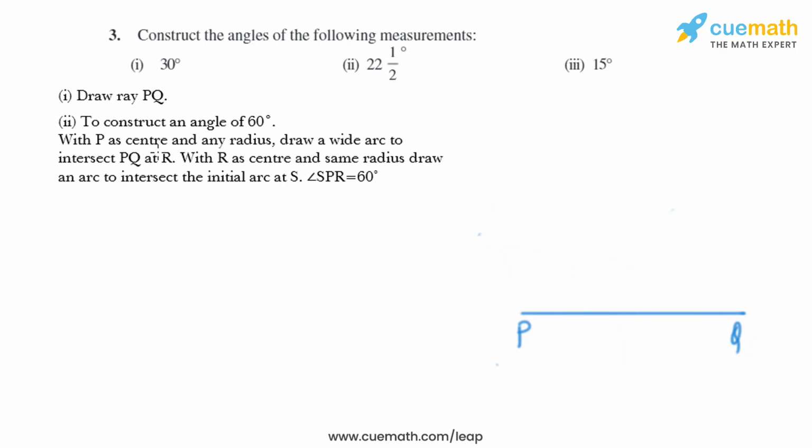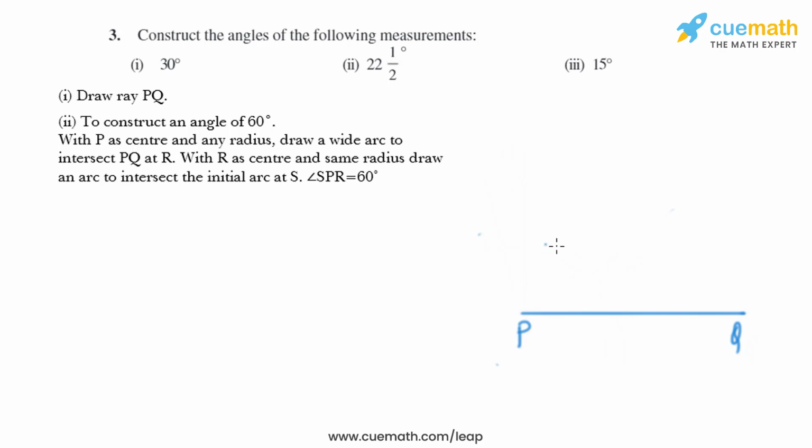Now to construct an angle of 60 degrees, with P as center and any radius, draw a wide arc to intersect PQ at R. With R as center and same radius, draw an arc to intersect the initial arc at S. We'll get angle SPR equals 60 degrees.